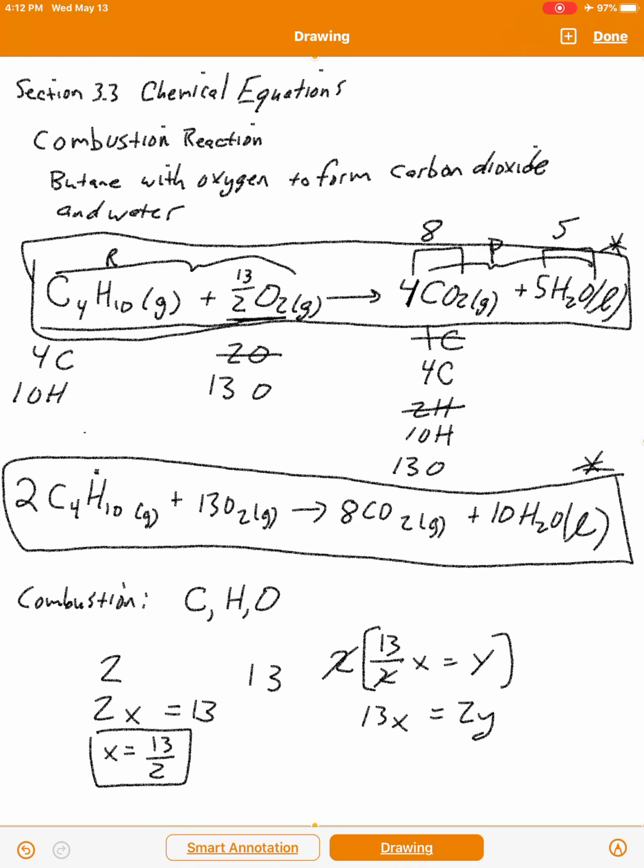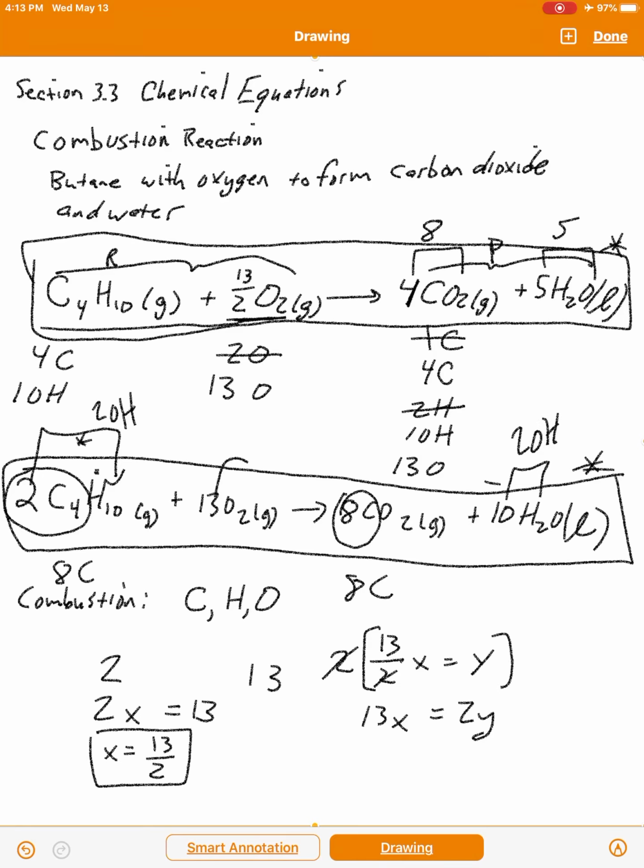If you'd like, after, I'm going to come over down here, because this is a little bit more complicated. There's 2 butanes, so that means there's 8 carbons. There's 8 carbon dioxides, so that means there's 8 carbons on this side. So the carbons are balanced. 2 times 10 means that there's 20 hydrogens. 10 times 2 means that there's 20 hydrogens. In terms of oxygens, 13 times 2 is 26 oxygens. 8 times 2 is 16, plus another 10 is 26 oxygens. So all of the balancing is complete in terms of that.